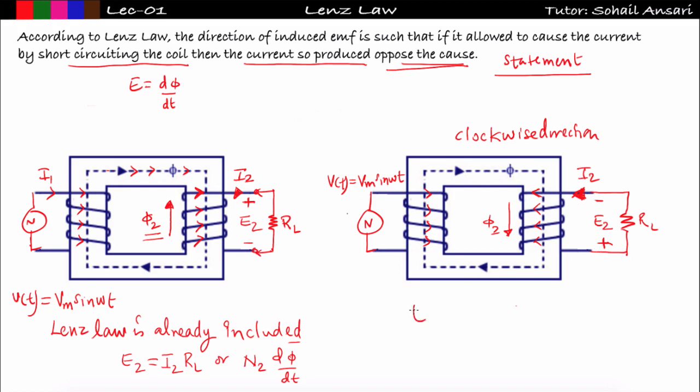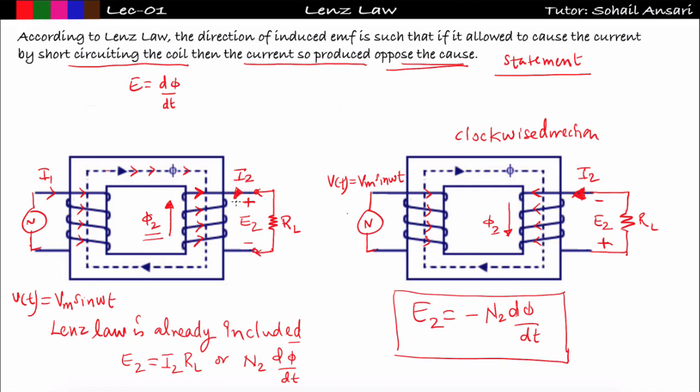Okay, so I can write this E2 will be equal to minus of N2 d phi upon dt. Why have we taken minus here? Because the direction of current we have assumed is not opposing the main flux. So Lenz law is not included here, so we have to include the Lenz law in the formula. Got it? So if Lenz law is included, then there is no need to apply the minus sign. And if Lenz law is not included, then we should take E2 in negative.